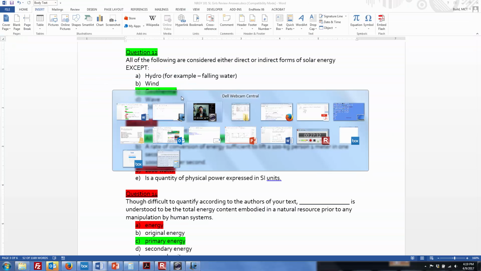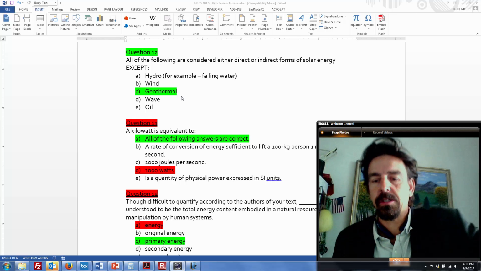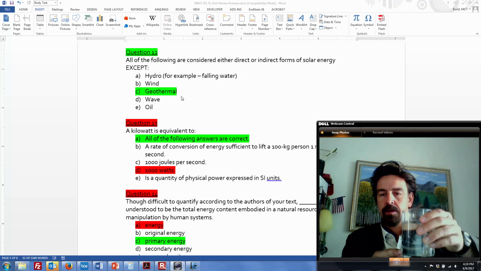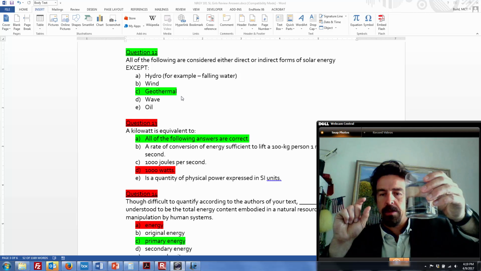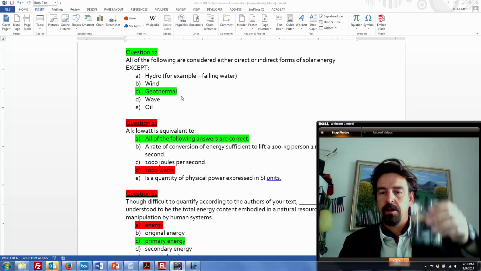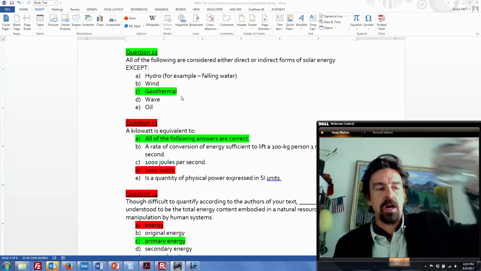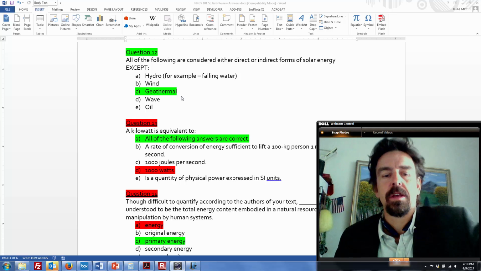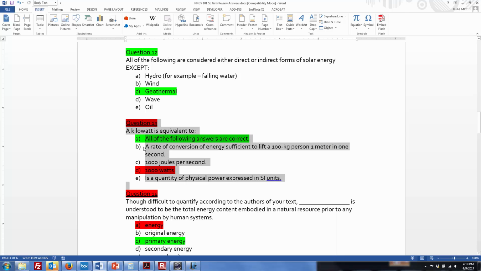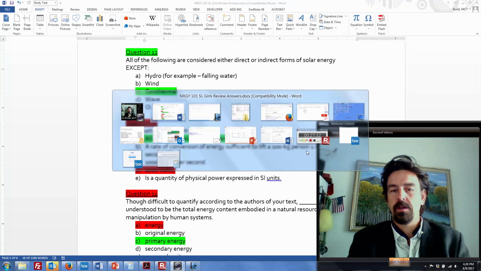It takes more energy, so to go from here to here is a little bit of energy. To go from here to here is more energy because it's more height. So this is true: a rate of conversion to lift a 100 kilogram person 1 meter in 1 second. So let me show you.